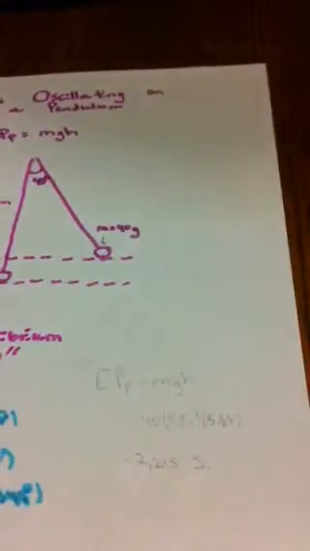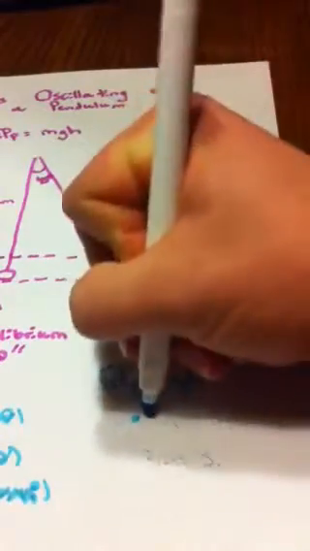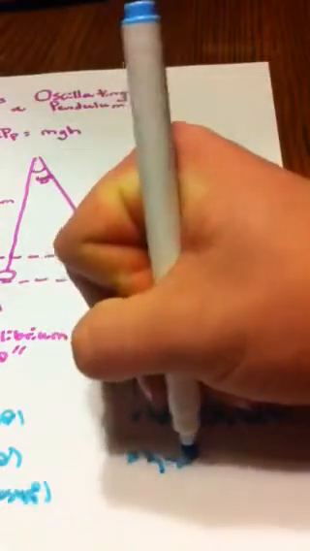Now that we have our height, we can move over to the potential energy equation. EP of the pendulum is equal to mgh. Mass is 40 times 9.81 times 5.85. That's going to come out to 2,295 joules.